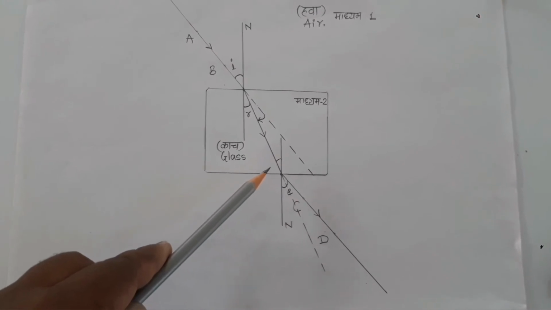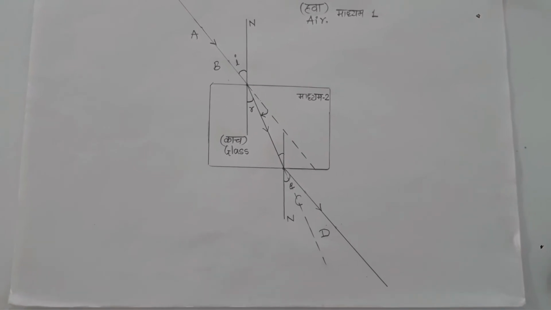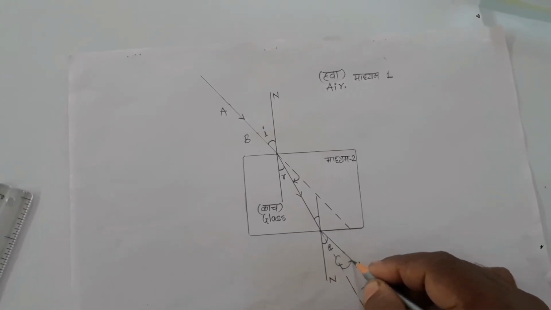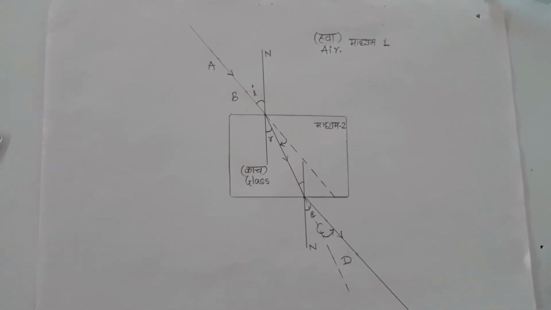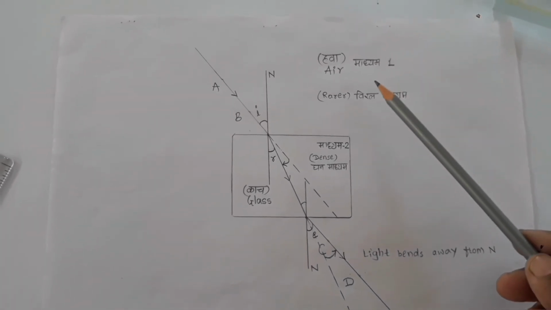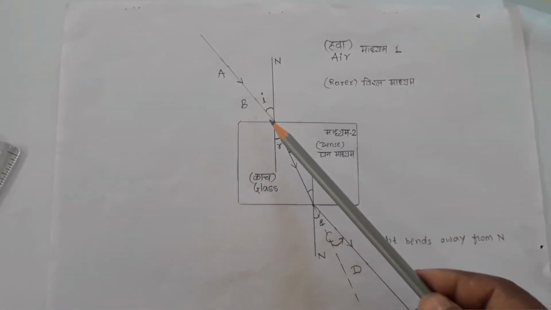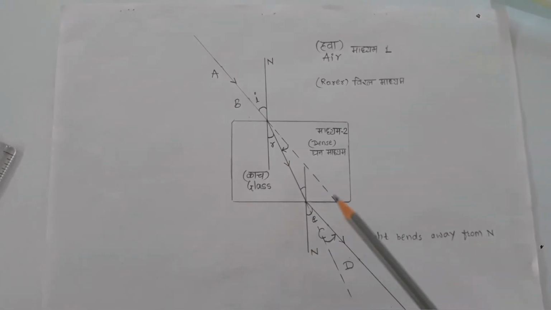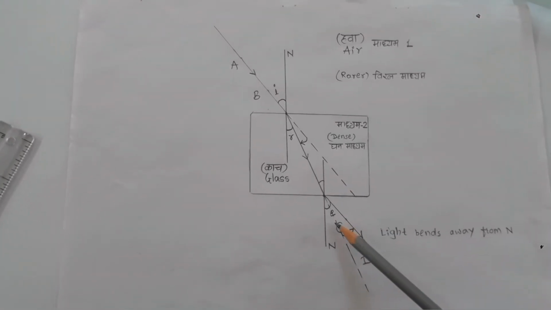At this point, the light ray is entering the air medium. So, whenever the light ray passes from a denser medium to a rarer medium, it bends away from the normal. I repeat, observe the diagram carefully. Outside the glass medium, there was an air medium. Whenever the light enters from a rarer medium to a denser medium, it bends towards the normal. And when a light ray passes from a denser medium to a rarer medium, it bends away from the normal.